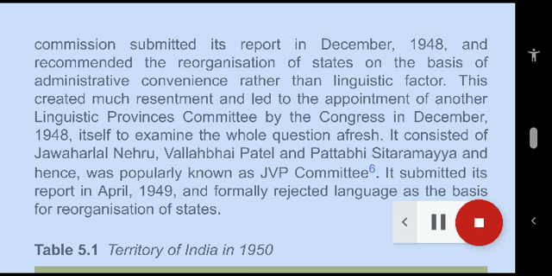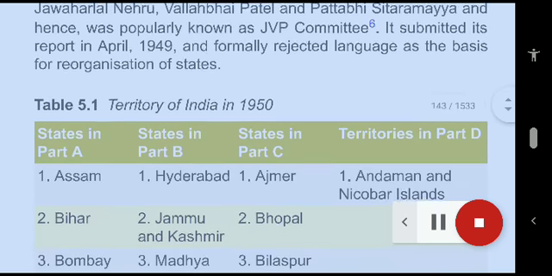rather than linguistic factor. This created much resentment and led to the appointment of another Linguistic Provinces Committee by the Congress in December 1948 itself to examine the whole question afresh. It consisted of Jawaharlal Nehru, Vallabhbhai Patel and Pattabhi Sitaramaiah and hence was popularly known as JVP Committee. It submitted its report in April 1949 and formally rejected language as the basis for reorganization of states.